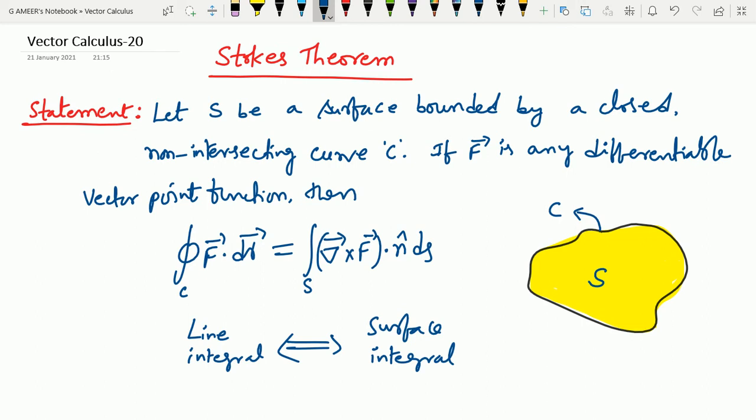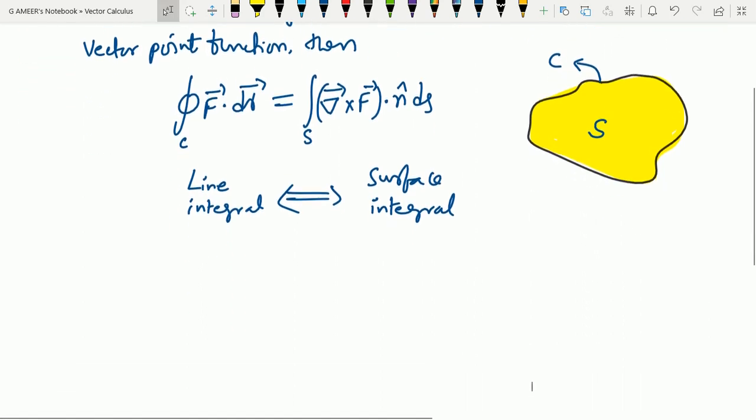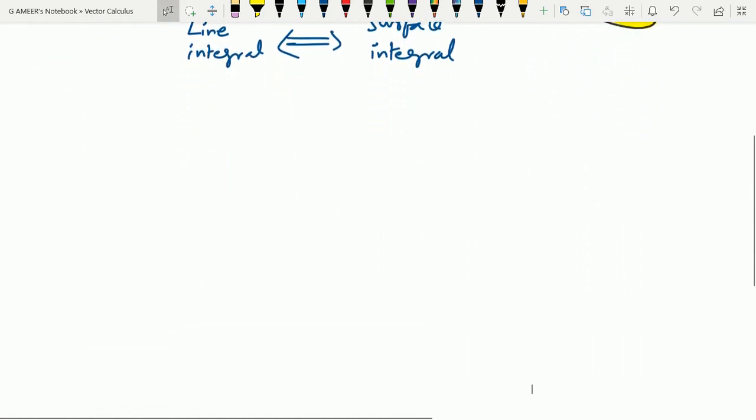Okay, fine. So we have to prove that the line integral of F is equal to the surface integral of curl of F. That's it, we need to prove. Okay, so let us see how we will prove it. The easiest way we will prove it. So let's come down. So, proof of this.